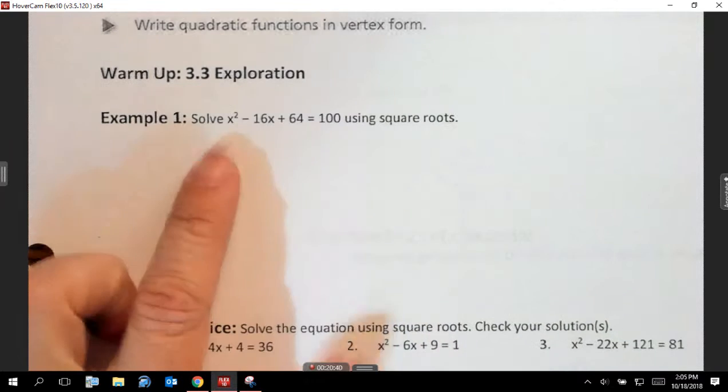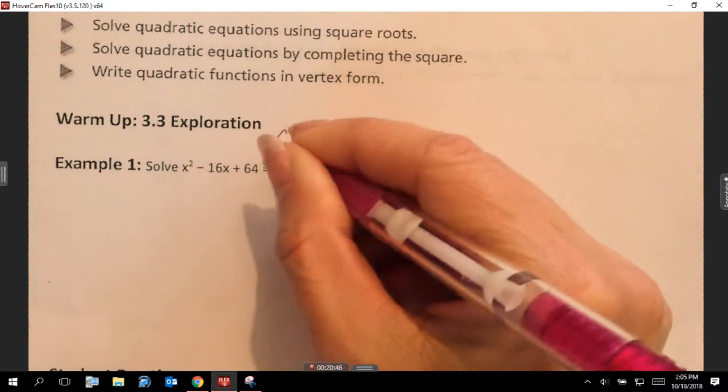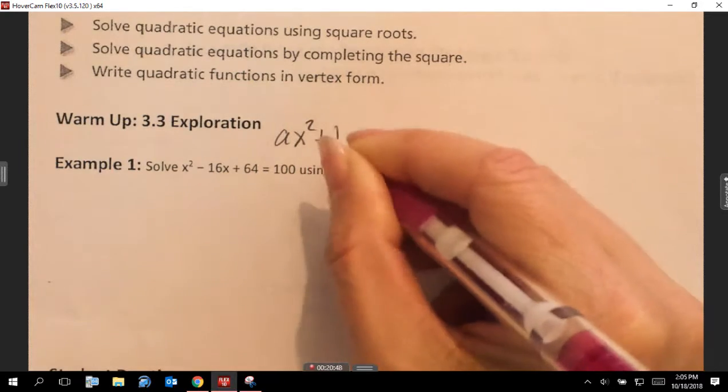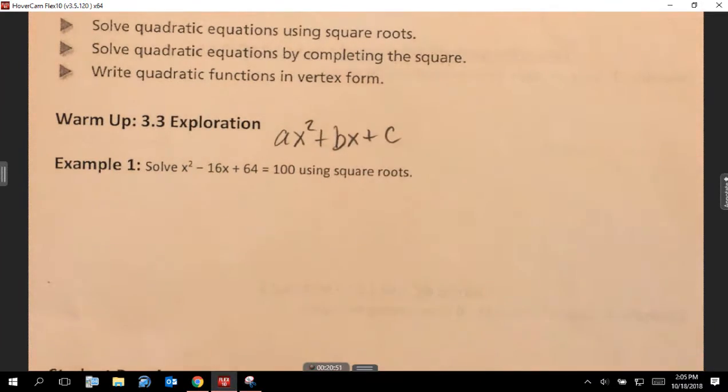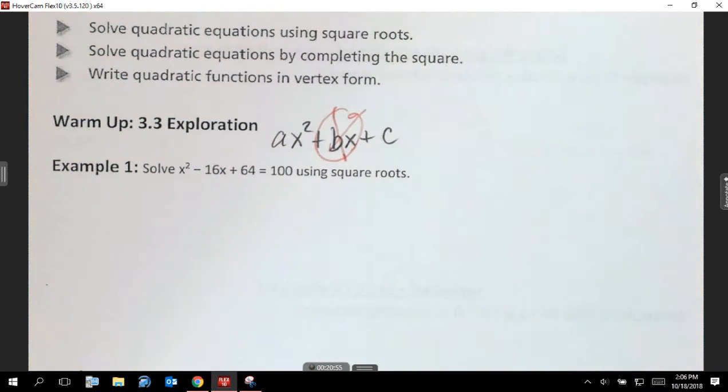Okay, this says solve this by using square roots. But if you were listening earlier, I told you if it's in standard form and you have a bx term, you can't use square roots to solve it. I did that earlier.